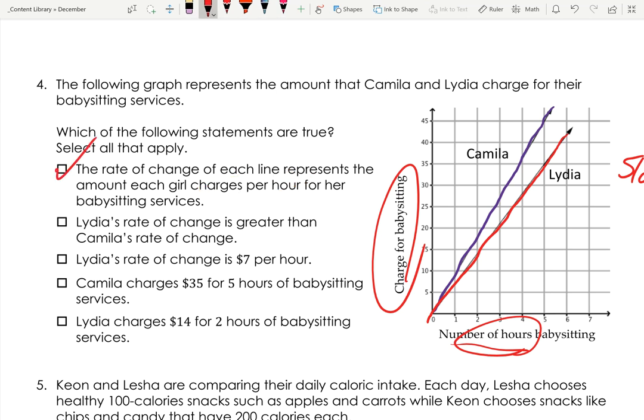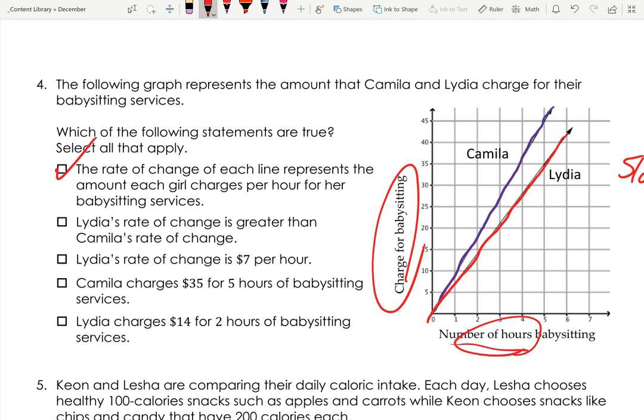That's correct. Okay. It'd be incorrect if it said something about kind of the other way around. If it said hours per charge or something, I don't know how that would make any sense, but that is a true statement, what it's saying there. Its slope, its rate of change, is its charges per hour.